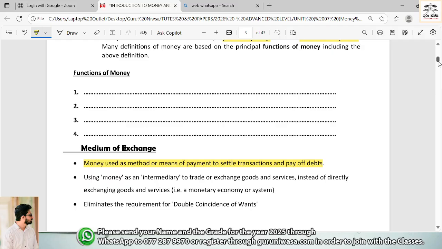So money has removed this bottleneck, the defects or drawbacks of the barter system. Clear? Then the third one says it eliminates the requirement for double coincidence of wants. Next point.